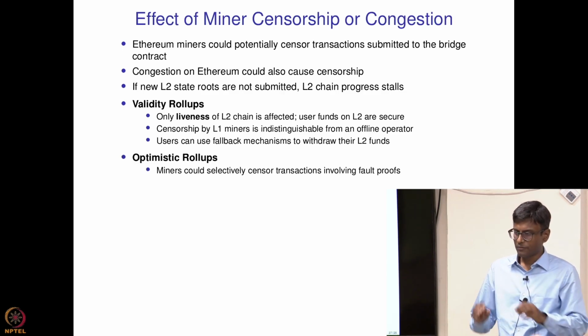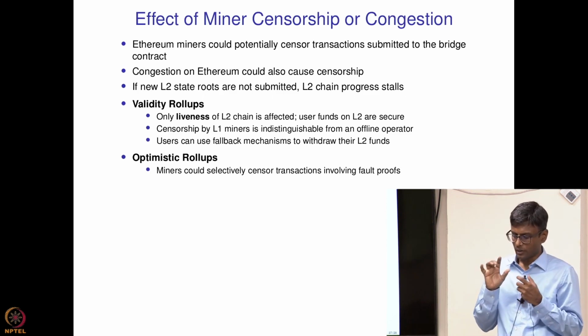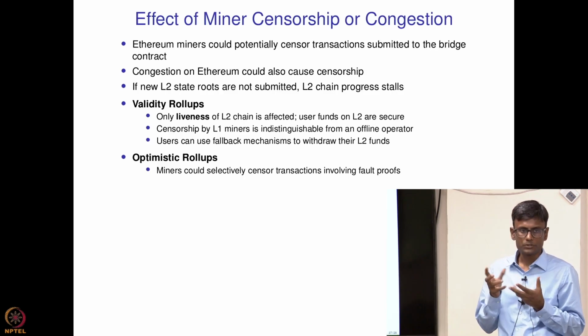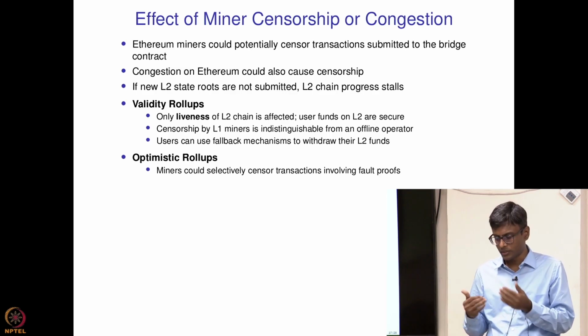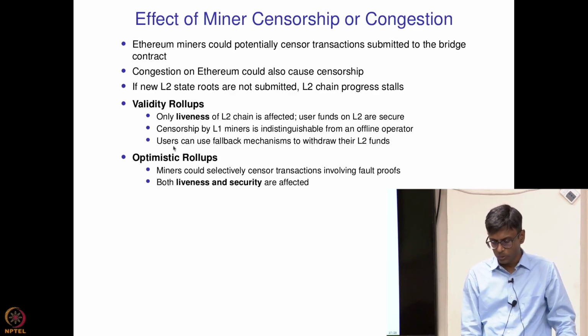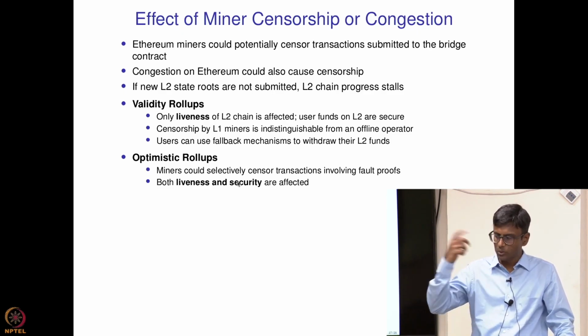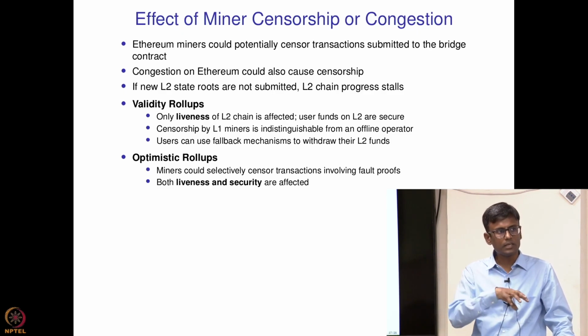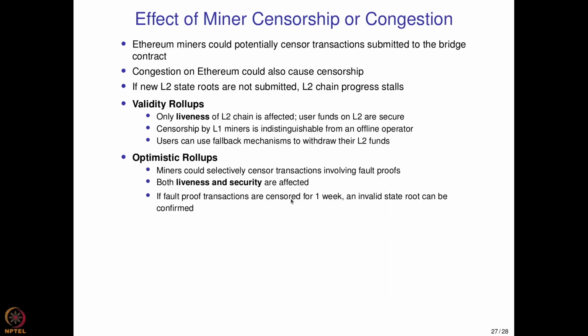For optimistic rollups, you require that interactive game to work for fault proofs. But if there is censorship on layer 1, if Ethereum transactions cannot be launched to launch the fault proof, then both liveness and security are affected. Suppose the fault proof cannot be executed on layer 1, then a faulty state root can get confirmed. That is, if fault proof transactions are censored for 1 week, an invalid state root can be confirmed. So that is a problem with optimistic rollups. It's unlikely, but it is possible.